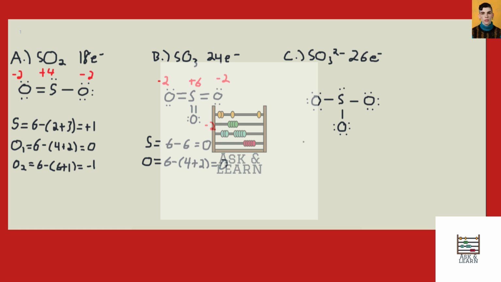So let's look at our formal charges. So 6 minus 2 plus 3 is equal to plus 1. All these oxygens are equivalent, so oxygen is equal to 6 minus 6 plus 1 bond, which is -1. Now let's look at the oxidation states of these. So all these oxygens are going to be -2.